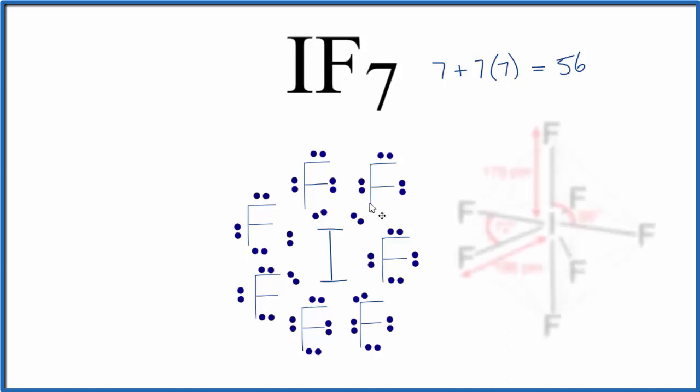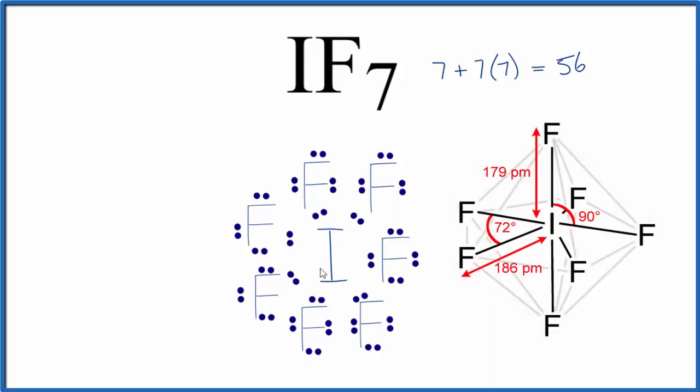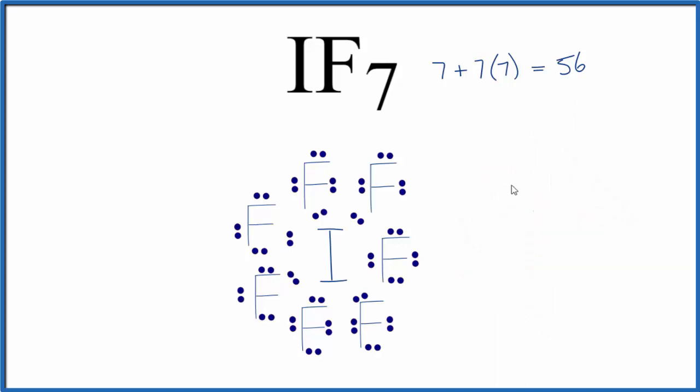Sometimes you'll see these bonding electrons here replaced with a single line. That can make the Lewis structure cleaner. But either way, this is the Lewis structure for IF7. We've used all 56 valence electrons. Each of the fluorines has an octet, and the iodine in the center has its expanded octet.